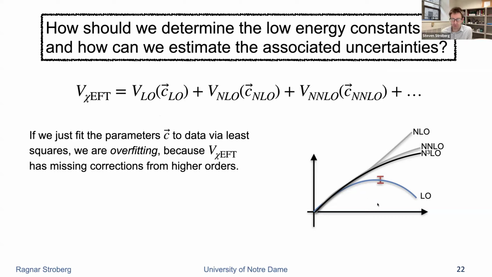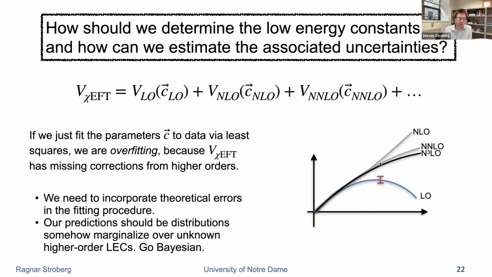And essentially, you can think about this, that if we are working just at leading order, and this is just some schematic thing, where red is a cartoon of a data point, and we make sure that our leading order goes right through the data, we're actually maybe not doing what we should be doing, because the higher order corrections will move our prediction up there. And we need to account for that somehow. So we need to basically incorporate these theoretical errors in the fitting procedure. And in the end, because we're leaving out something, our predictions should not be numbers, but should be distributions that in some way marginalize over everything that we're leaving out. And this is much better done in a Bayesian statistics framework.